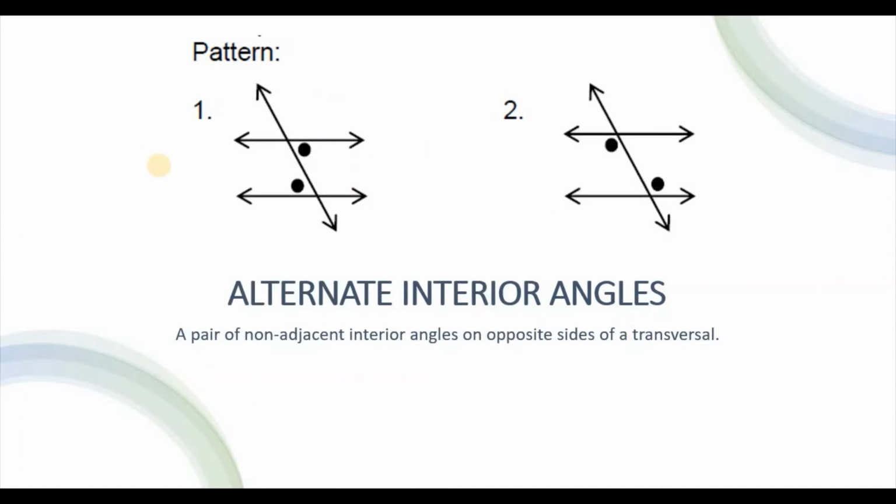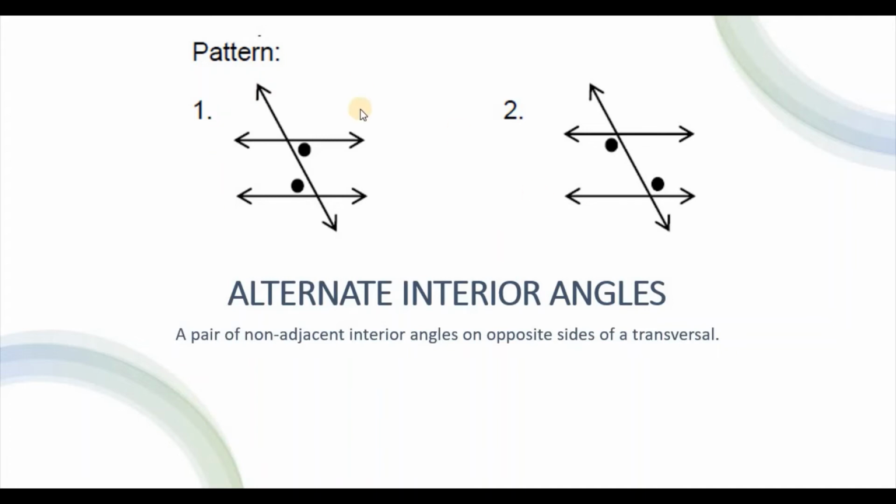Let's proceed to the alternate interior angles. These are a pair of non-adjacent interior angles on opposite sides of a transversal. Again, they are non-adjacent. Okay, from the name itself, alternate interior. The other one is on the right side and the other one is on the left side. But it is the upper left and lower right, or upper right and lower left. Okay, so they are congruent angles.